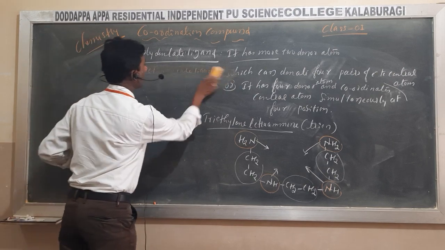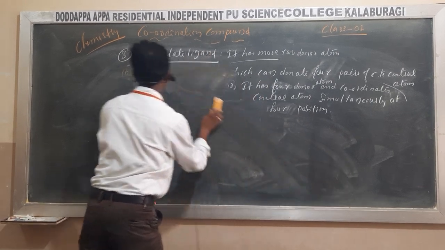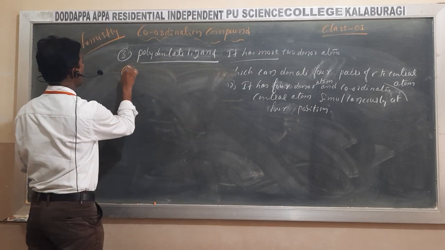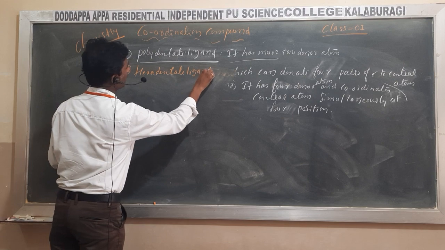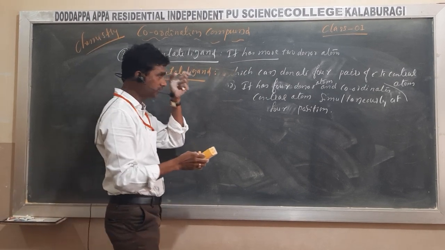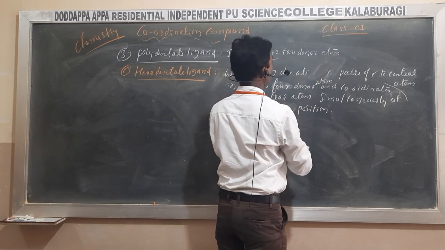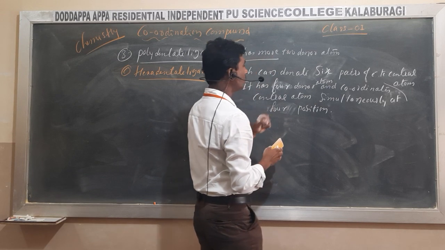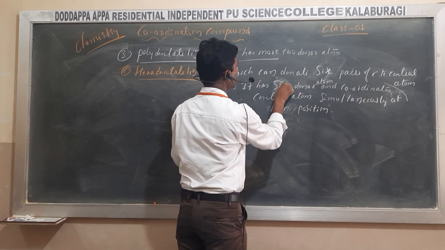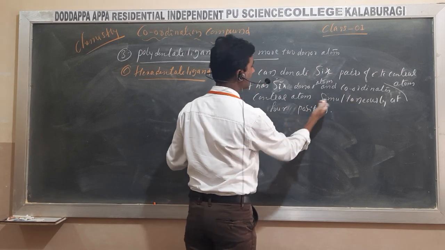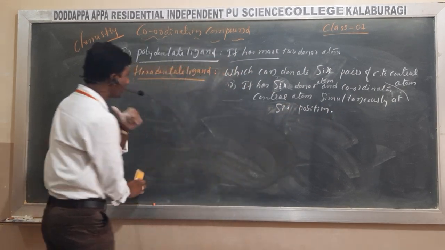The last one I can discuss is the hexadentate ligand. What is this hexadentate ligand? The ligand which can donate 6 pairs of electrons to the central atom. Or it has how many donor atoms? It has 6 donor atoms and coordinates the central atom simultaneously at 6 positions. So it is called a hexadentate ligand.